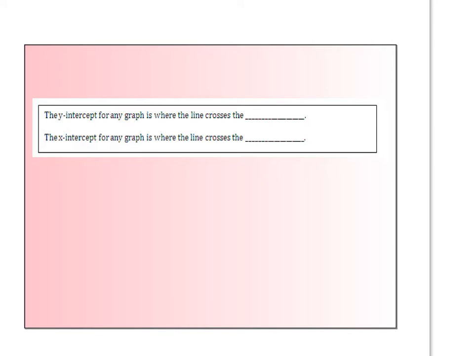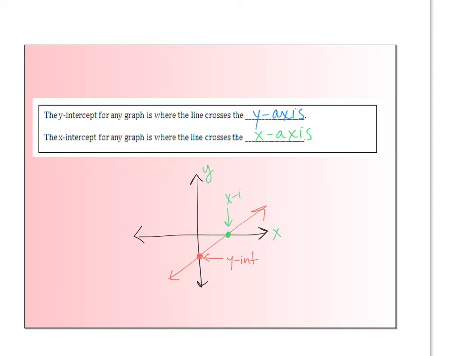So just remember, the y-intercept for any graph is where the line crosses the y-axis, and the x-intercept for any graph is where the line crosses the x-axis. So again, if we had a graph like this, and let's say this is our line, this spot right here, that is the y-intercept, and this spot right here crossing the x-axis, this is the x-intercept.